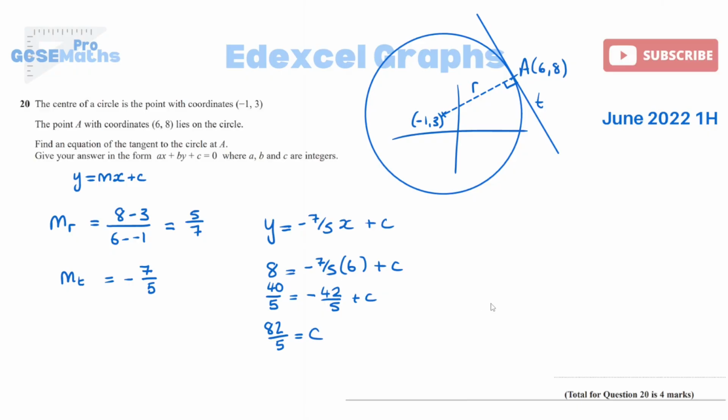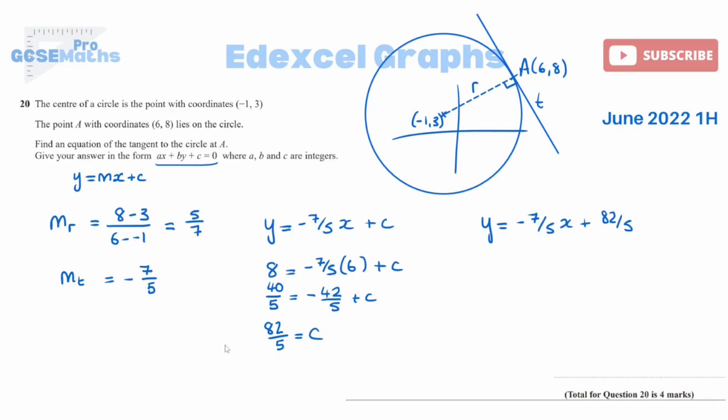Now if you do want to know what number it actually is, it's 16.4, so you can see we knew it was going to be quite a large number, didn't we? So that does make sense. And then we just write it out fully. So we've got y is equal to negative 7/5 x plus 82 over 5. Do you see how they also both have 5 as a denominator? So that's quite handy, because we do actually have, in this particular case, one more step.